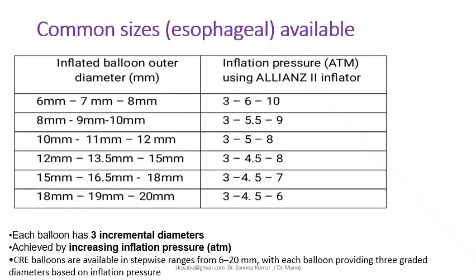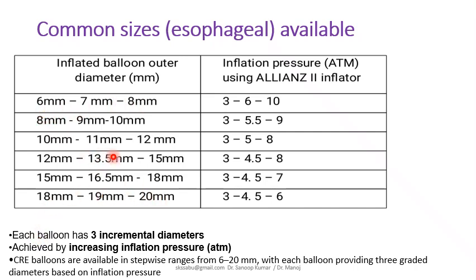So these are the common sizes available for esophageal balloons in the case of CRE from the Boston company. We have sizes ranging from 6 mm to 20 mm. What to understand is that in each balloon set, only three particular serial sizes will be achieved. For example, 6, 7, 8, or 18, 19, 20.